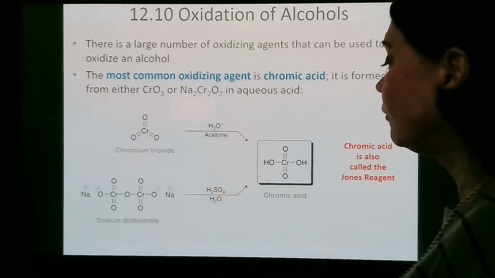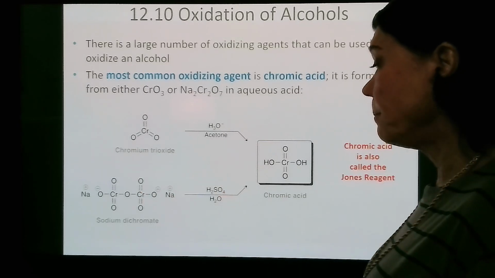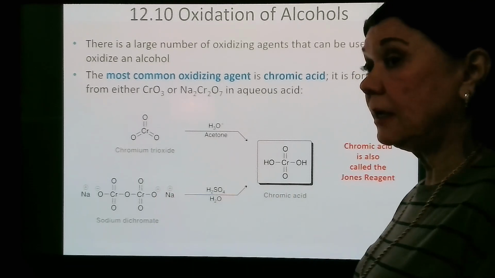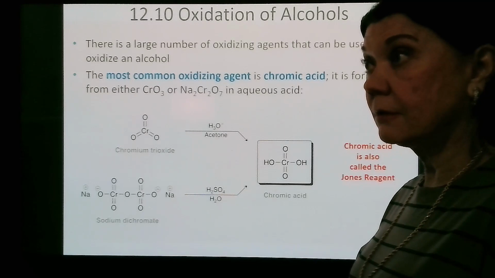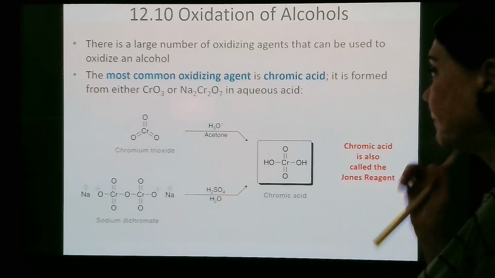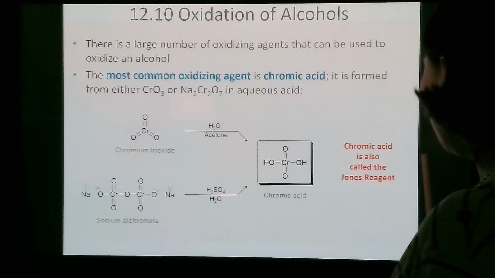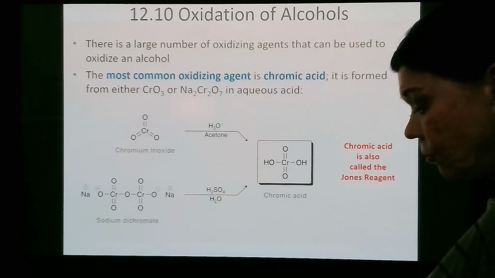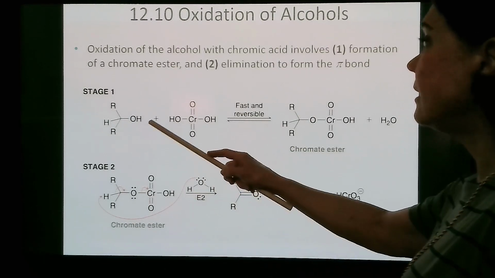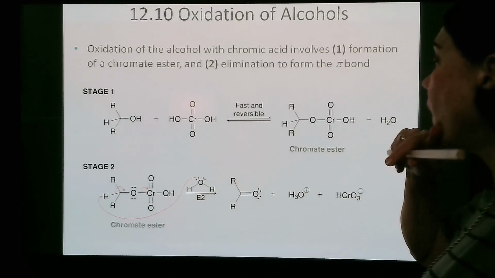You know how strong sulfuric acid is. Chromic acid is much stronger. And so you have to be very careful handling it. And it's also called the Jones reagent. So you can have oxidation of the alcohol.